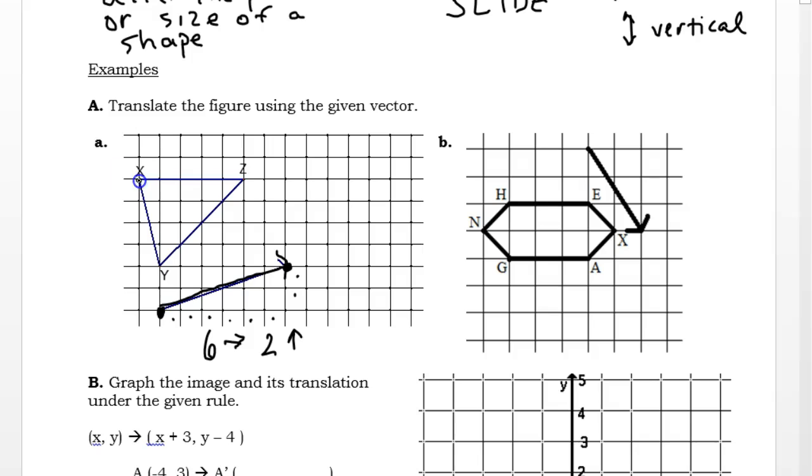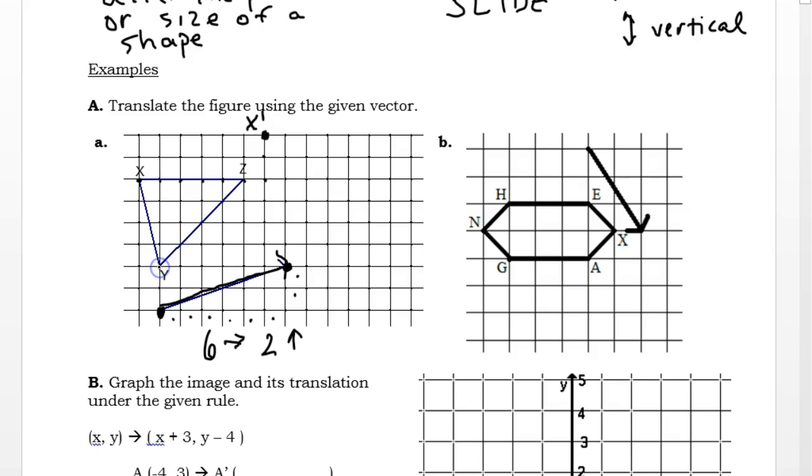So starting at this corner on X, I go 1, 2, 3, 4, 5, 6 units to the right, and then 1, 2 units up. That is the location of the new X. So I wrote an X with a little line next to it. We call that X prime. I'm going to repeat that process on Y.